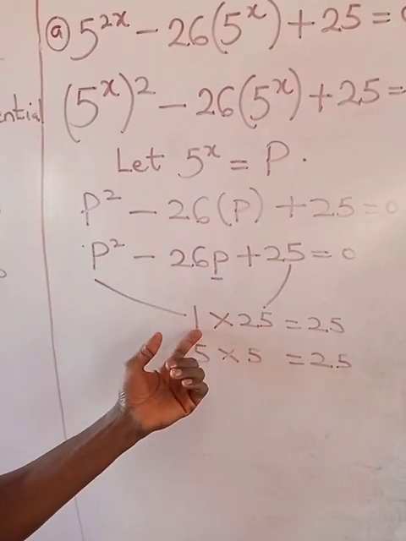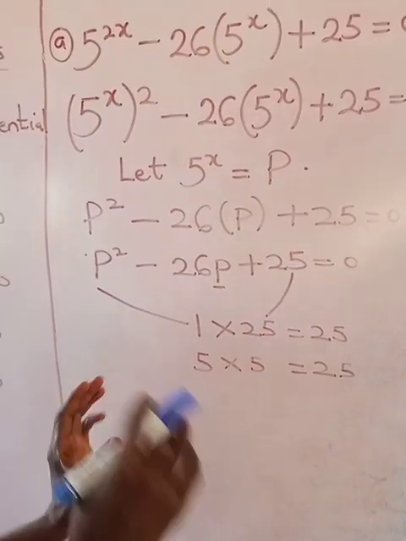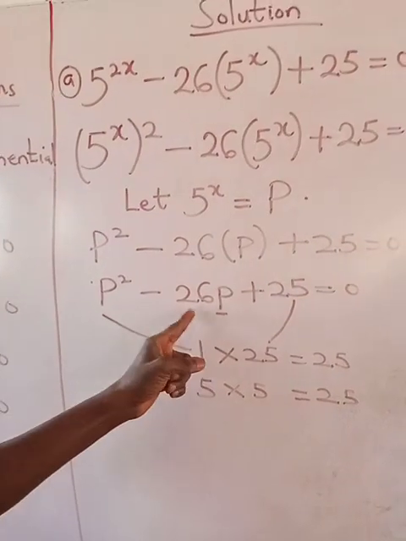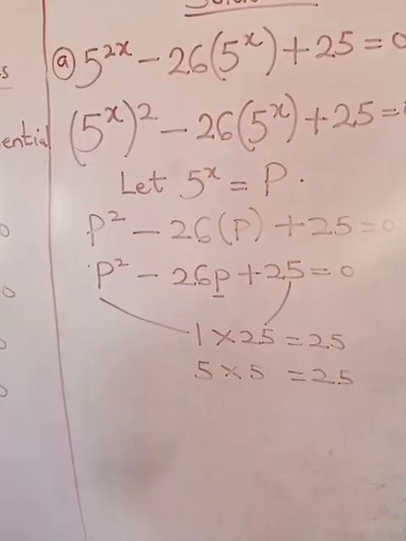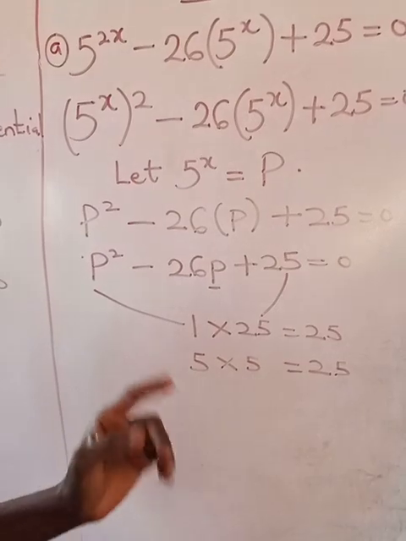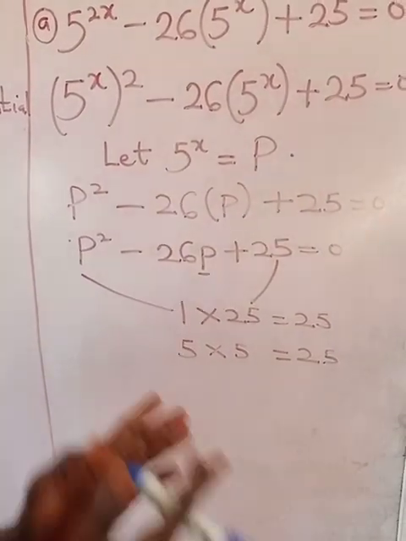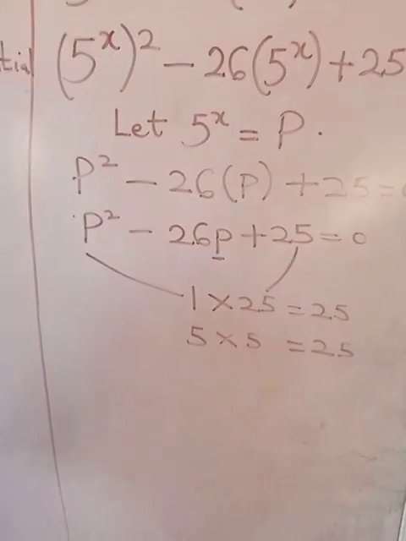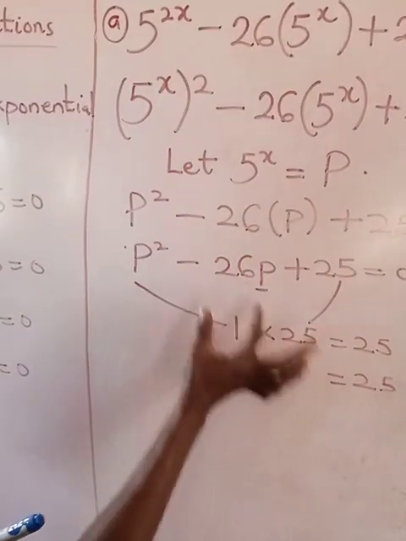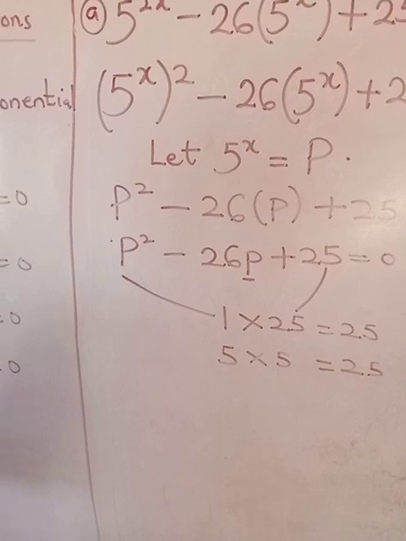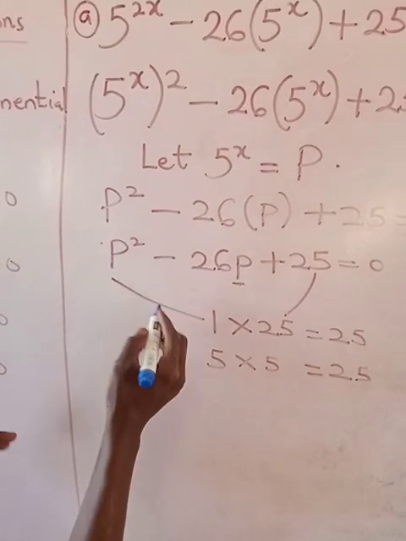Which of these can you manipulate to get 26? 1 and 25, when you add or subtract, you will notice that we can get 26. There is nothing you can do to 5 and 5, whether addition or subtraction, that will give you 26. So the factors that will replace 26 will be 1 and 25. Now, let's get into that.